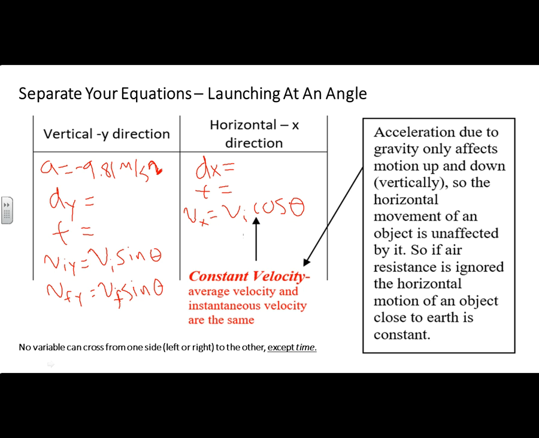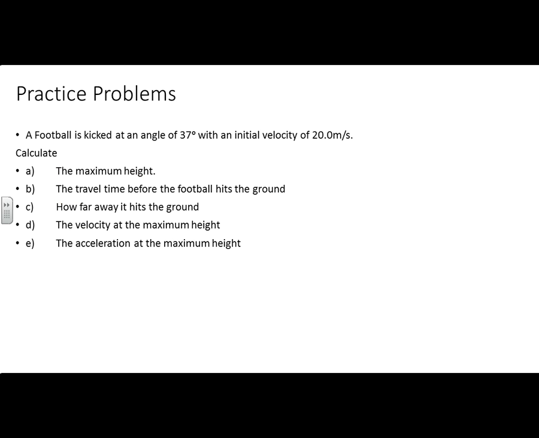Okay? So even though we're looking for this Vi cosine theta, once we find that, once we do the trig, it's still going to be constant. So it's not going to be changing. So it's a constant velocity, just like before. We're having to do a little extra step. So let's do a practice problem.